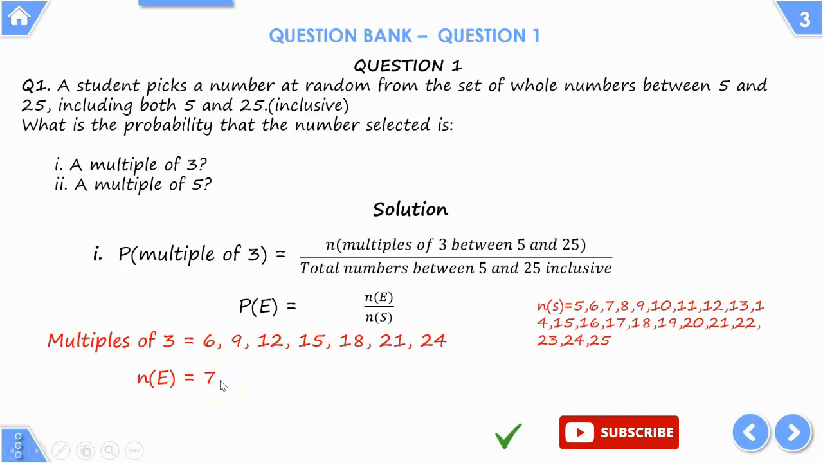And then we look at the sample points. What's the number of sample points that we have between 5 and 25 inclusive? So 1, 2, 3, 4, 5. You count all of them, you get 21 sample points. 25 minus 5, you get 20, plus 1. Counting 1, 2, 3, 4, 5, 6, 7, 8, 9, 10, 11, 12, 13, 14, 15, 16, 17, 18, 19, 20, 21. You're going to get 21 for all of them.